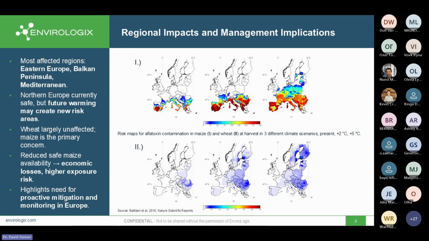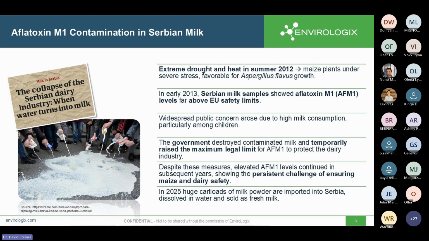And these scenarios are not just predictions, they are already happening. A clear example is the recent aflatoxin M1 crisis we had to face in Serbia. So what happened in Serbia? The extreme drought and heat in 2012 created, so to speak, ideal conditions for Aspergillus flavus, the fungus which mainly produces aflatoxins, leading to severe maize contamination.